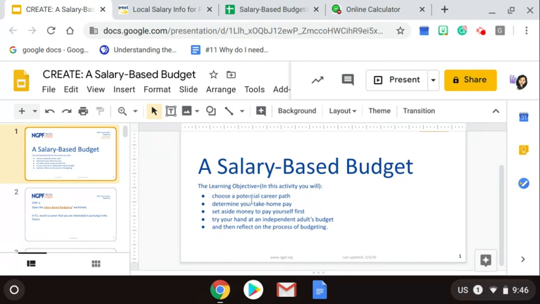So, this is the learning objective. You're going to choose a career path, then you're going to determine your pay. Based on that pay, you're going to come up with a savings plan, create a budget, and then process and evaluate that budget.